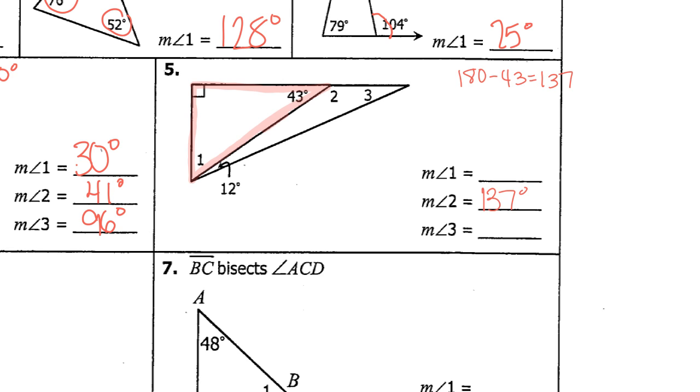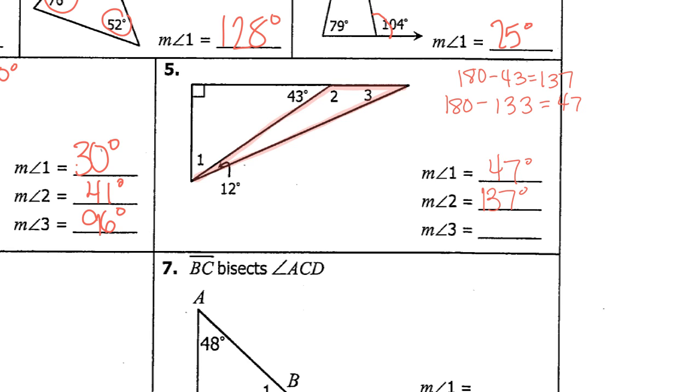To find angle 1, I'm just going to focus on that smaller triangle on the left. We have two of the angles. I know that this angle is 90 degrees. This one is 43, therefore I can add those together, subtract from 180, and I get angle 1, which gives me 47 degrees.